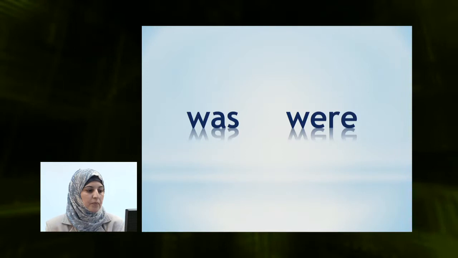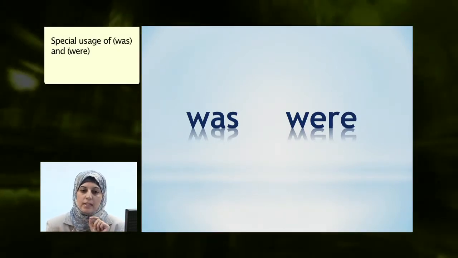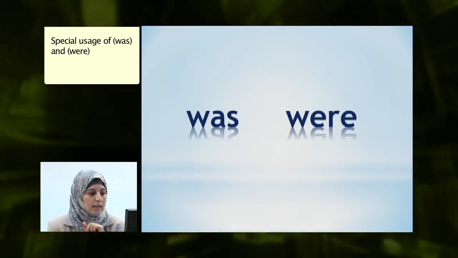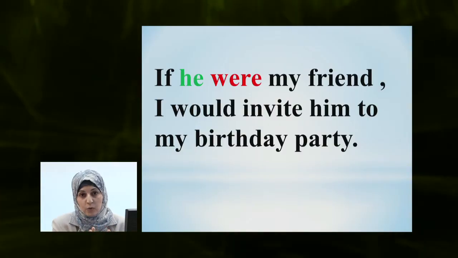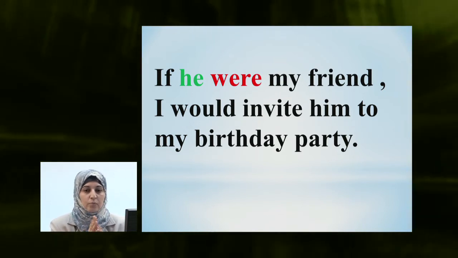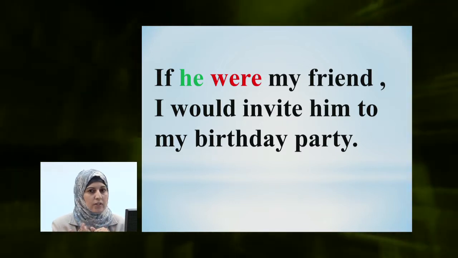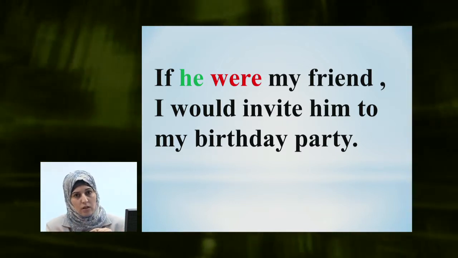Remember that when we are using conditional type 2, then there is a special usage for was and were. How? Let's see this example. If he were my friend, I would invite him to my birthday party. Now, some of you may say, he were, this is wrong. It should be he was, because the past form of are is were and he doesn't go with are.